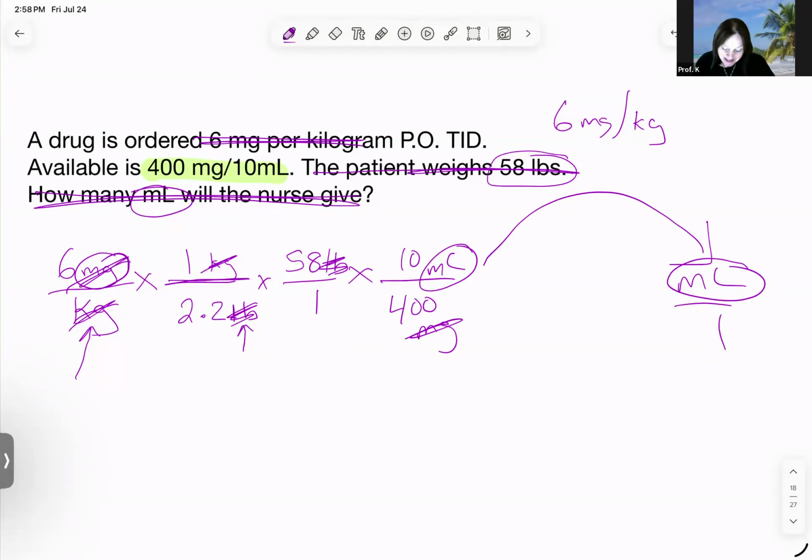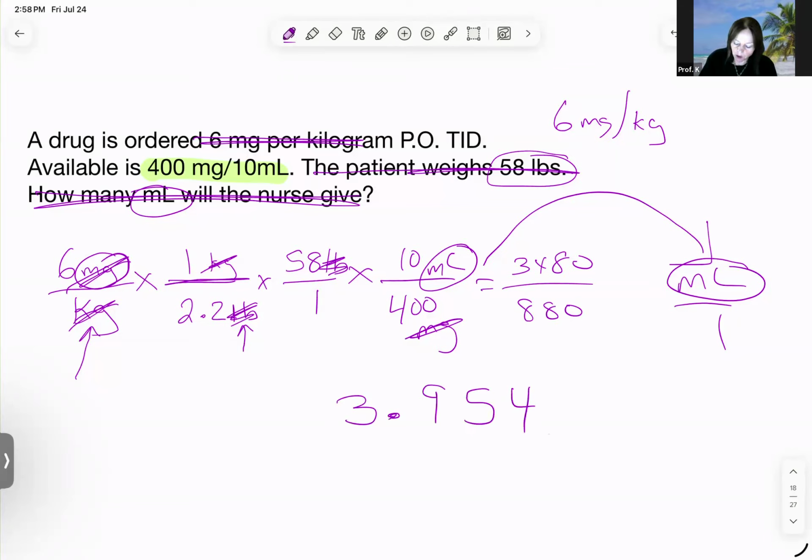So when I do 6 times 58 times 10, it should give me 3480. And when I do 2.2 times 400, it will give me 880. When I divide, my calculator will give me 3.954. What's my final answer? 4 mL. Yes, 4 mLs.